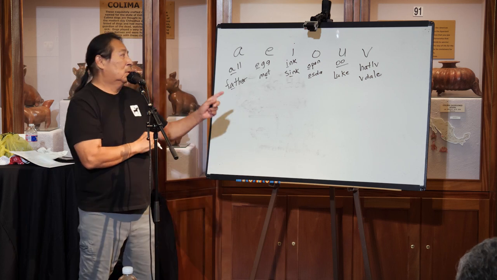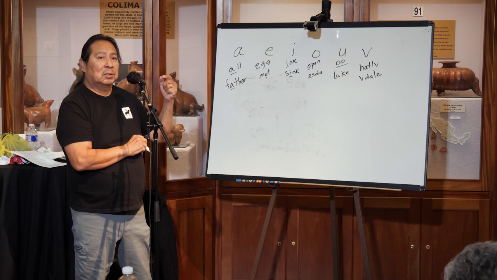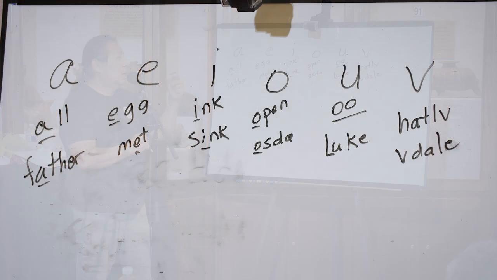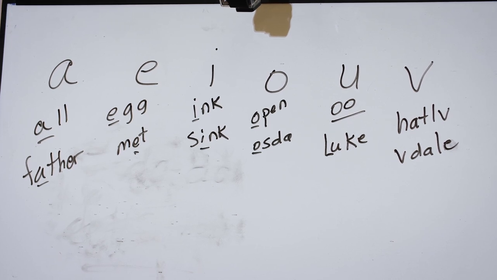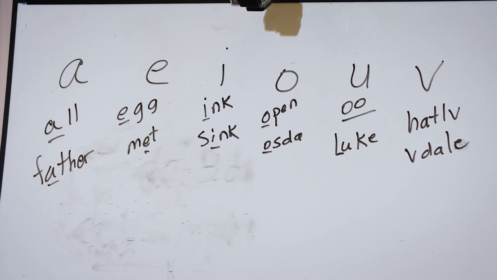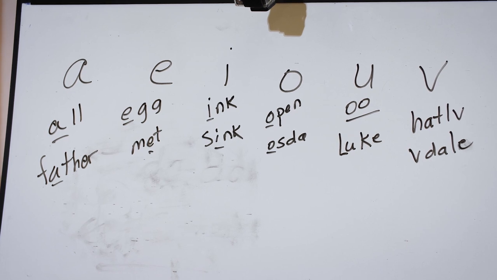Okay, the last one is the V, it's the sound like in English, the U, like saying under or understand. On the word in there, I got hodla, the top one, hodla. That means where, hodla, where. Then dale, that means pond of water. Dale.